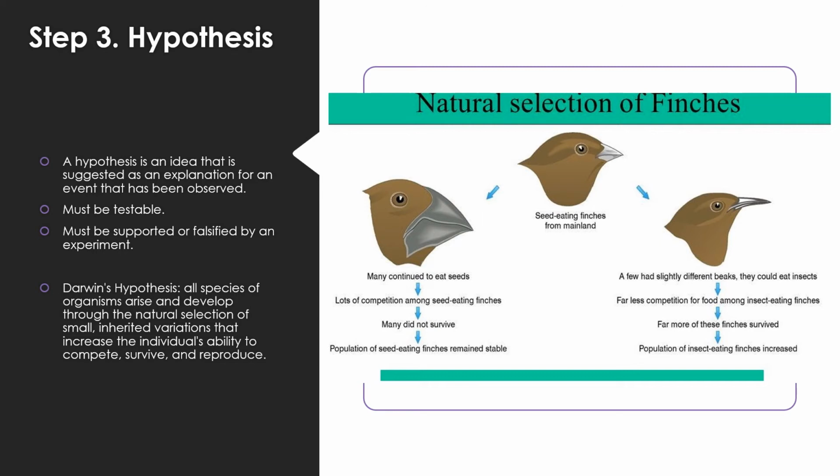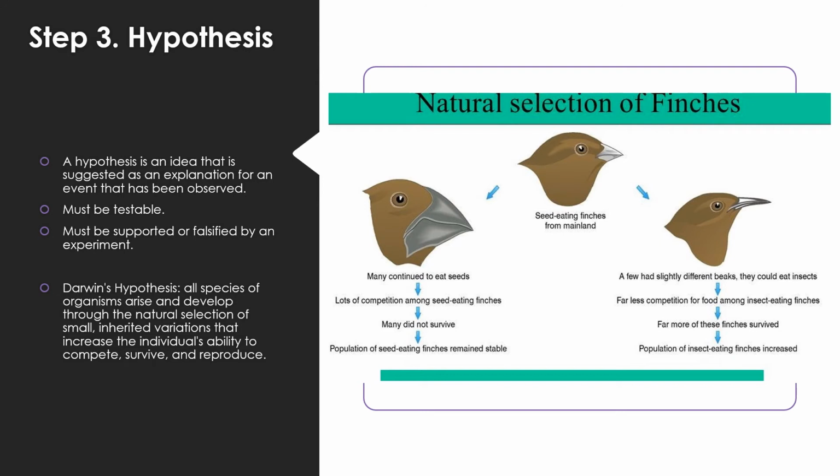It must be supported or falsified by an experiment. And Darwin's hypothesis in the case of the finches was that all species of organisms arise and develop through the natural selection of small, inherited variations that increase the individual's ability to compete, survive, and reproduce. So let's take a look at this photo on the right here.